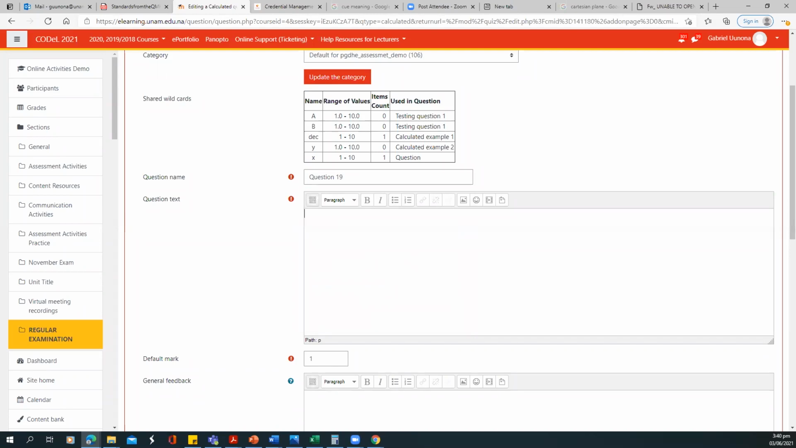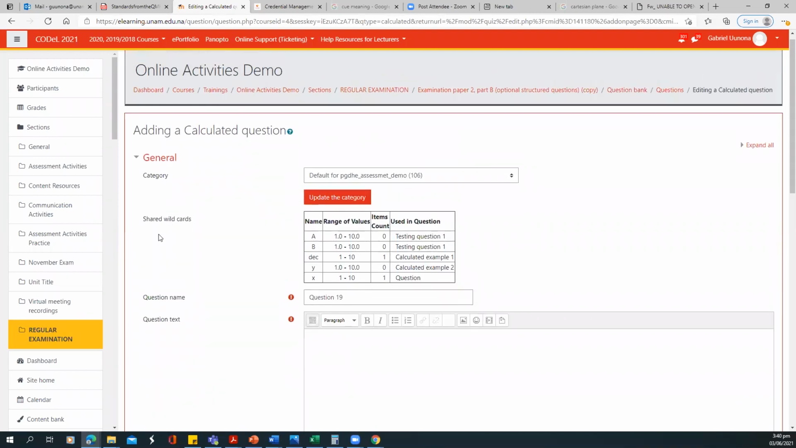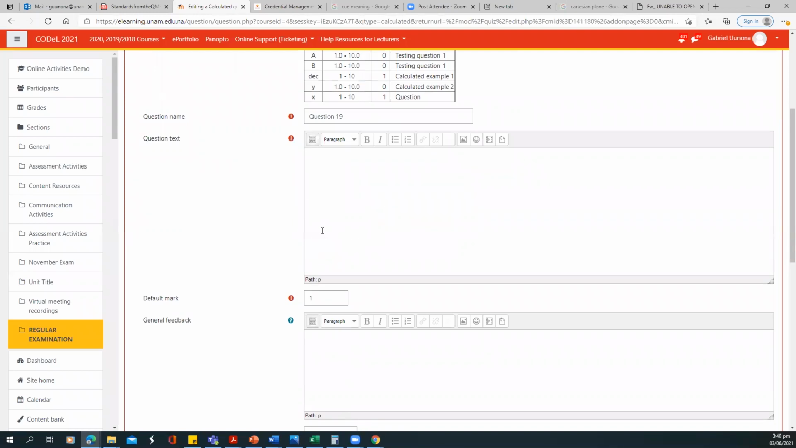Yeah, now when you are setting up this question, you will see some weird words like shared wildcards. Everywhere where you would see wildcards is equivalent to variables. So on Moodle, they use the word wildcards for variables. So you would need to declare variables, and because you don't need to dictate what is the value of each variable, you just need to declare them.